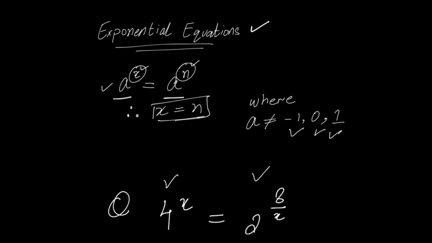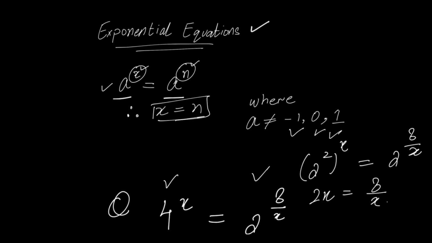So you can say 2 to the power 2 into x is equal to the power 8 upon x. This will become 2x is equal to 8 upon x. 2x square is equal to 8, and x square is equal to 4, and then x is equal to plus minus 2.